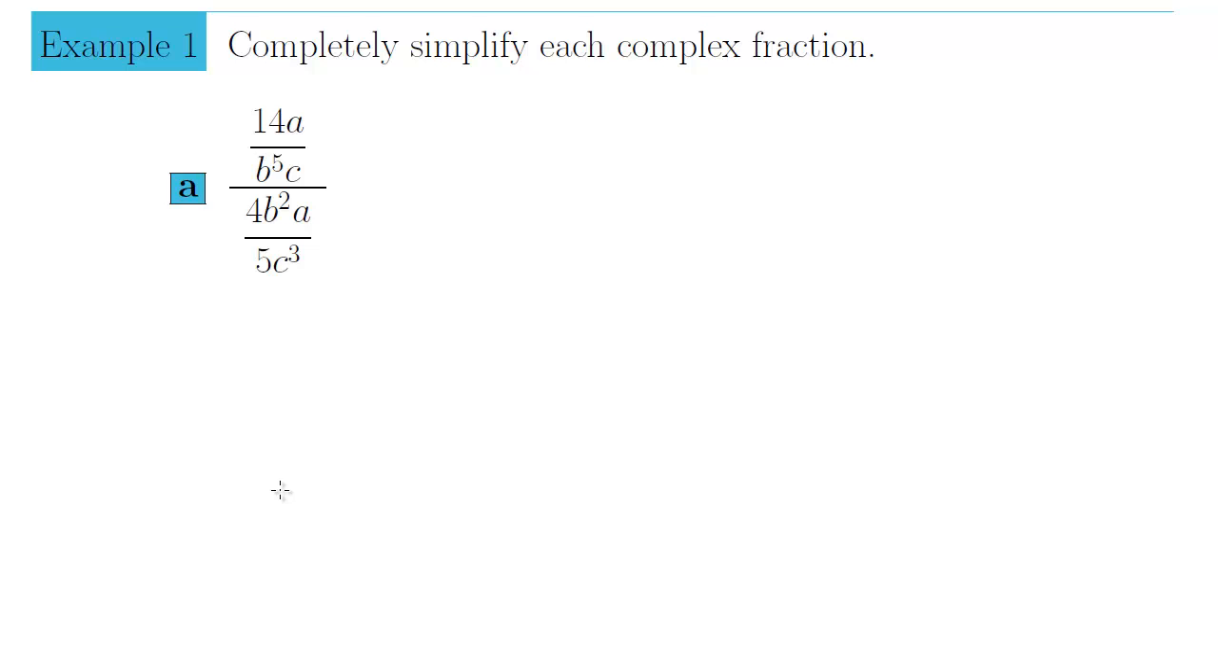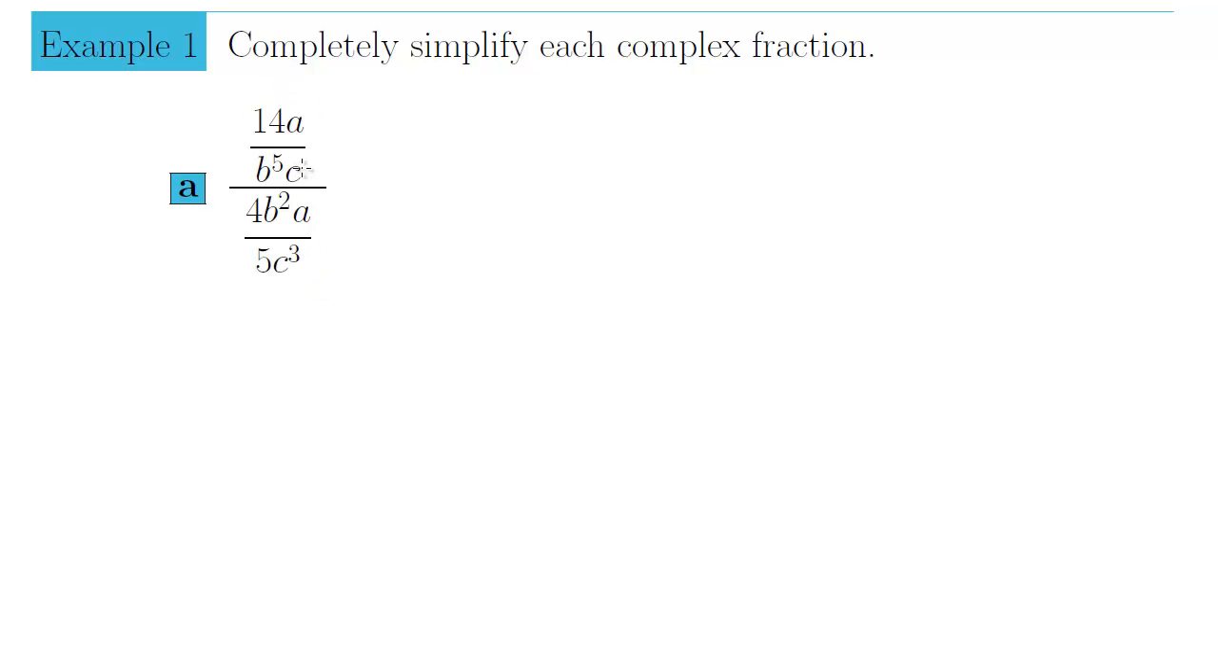Completely simplify each complex fraction. Example 1a: 14a over b to the 5th c divided by 4b squared a over 5c cubed. The nice thing about this complex fraction is that both the numerator and the denominator are already simplified fractions. So to simplify this complex fraction, all we need to do is divide the numerator by the denominator.